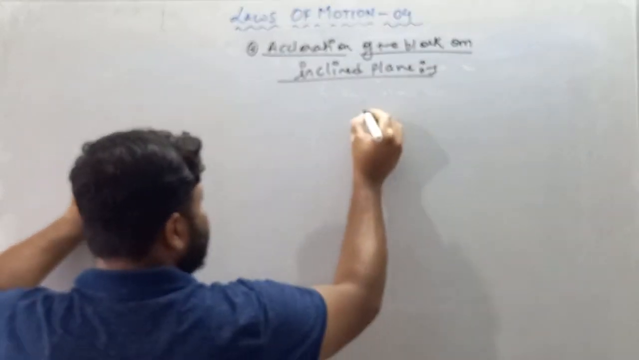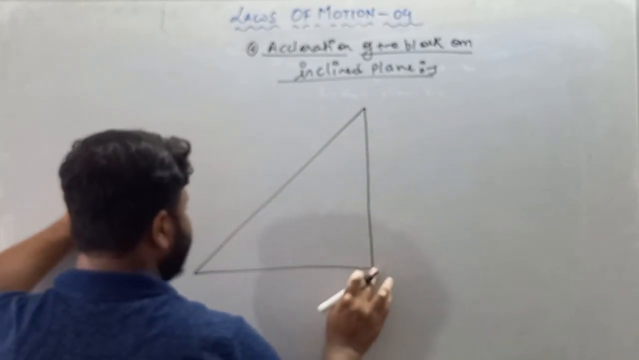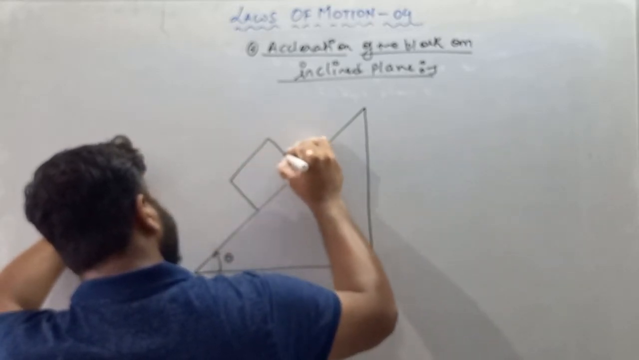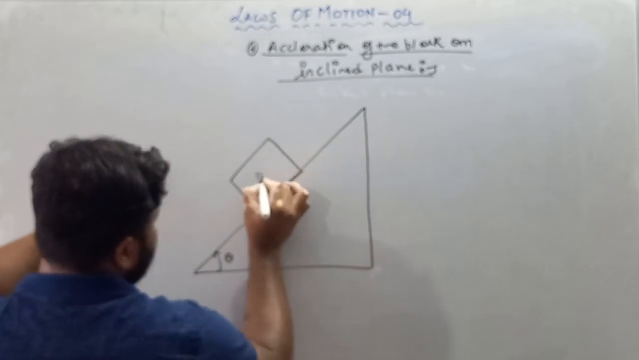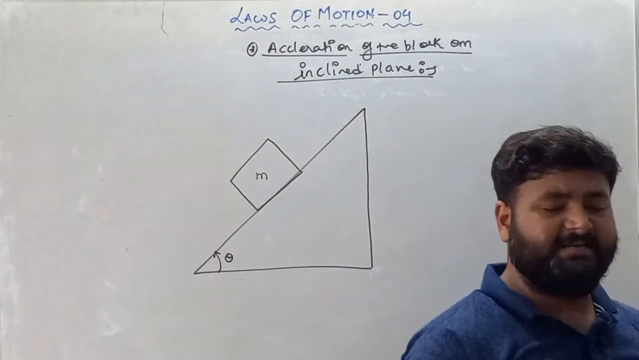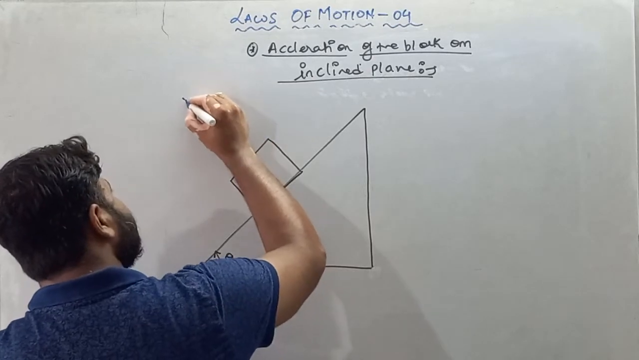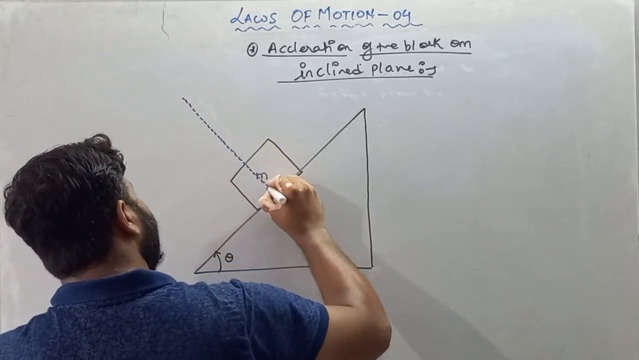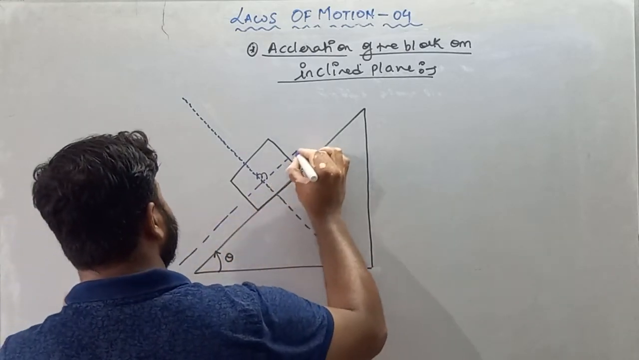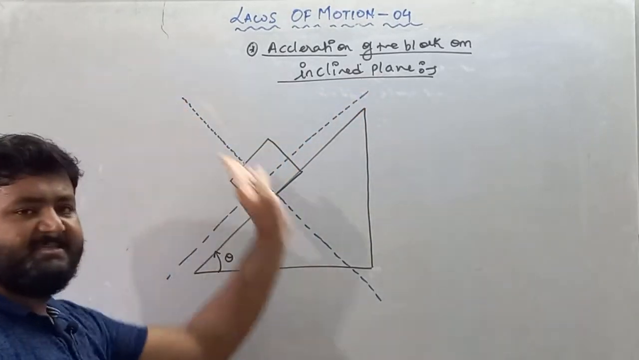So see, this is our inclined plane having angle of inclination theta. Let's suppose a block of mass m is placed on this inclined plane. Now, my dear student, the very first thing that you have to do in case of an inclined plane is make the x-axis and y-axis of the inclined plane. So remember, this is basically the y-axis and this is basically the x-axis of the inclined plane.